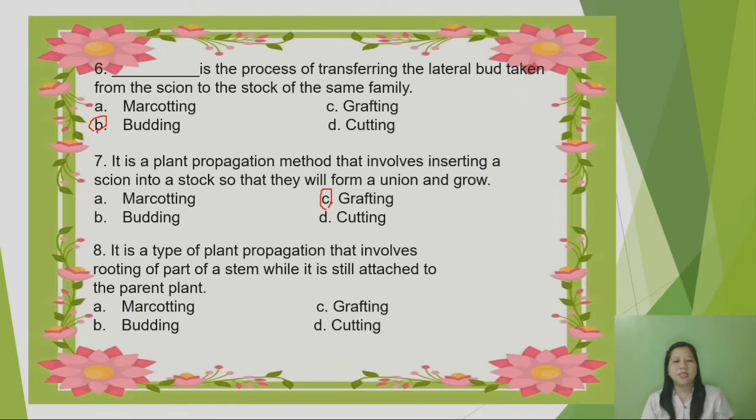Number 8. It is a type of plant propagation that involves rooting of part of a stem while it is still attached to the parent plant. A. Marketing. B. Budding. C. Grafting. D. Cutting. If your answer is letter A, very good.